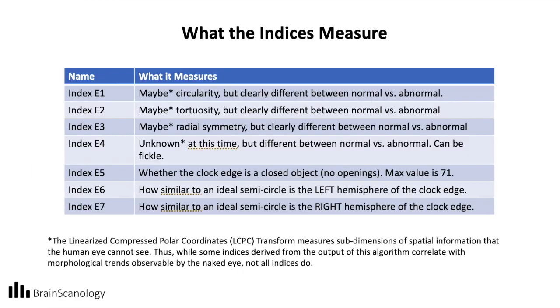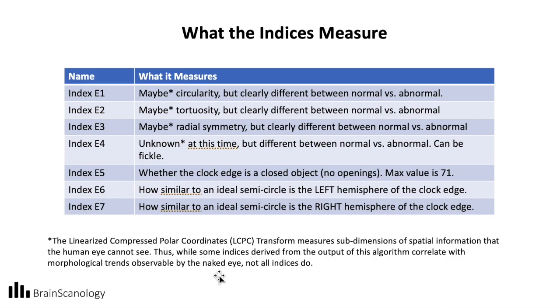As to what these 7 indices measure, indices 1 to 3 measure the shape of the clock edge in terms of how circular it is, how smooth it is, and how symmetrical it is. Index E5 measures whether the clock is a closed object, that is, there are no openings along its line, such as in the case of a dotted line. And then indices 6 and 7 measure whether the left and right hemispheres are similar to an ideal semicircle.